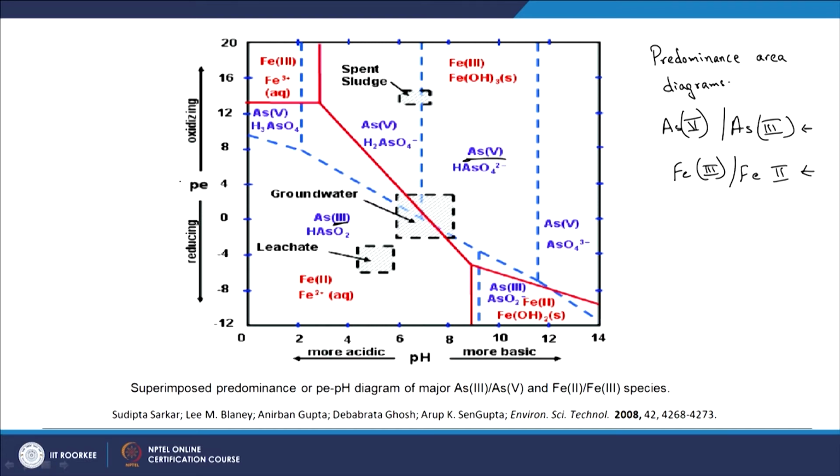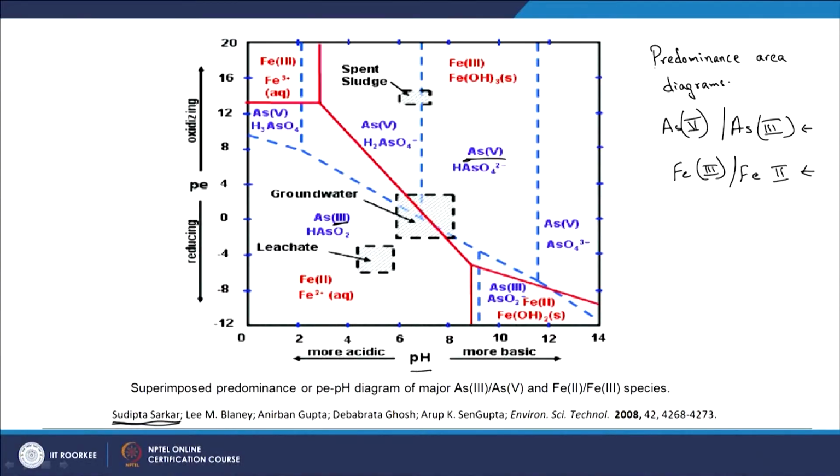And here we have pe on the y axis and pH on the x axis. So in general, obviously the greater the pe, the greater the oxidizing conditions, the lower the pe, the greater the reducing conditions, right. And obviously the higher the pH, more basic, lower the pH, more acidic, right. For this diagram, I picked one from a publication of my colleague Dr. Sarkar, I guess, right.